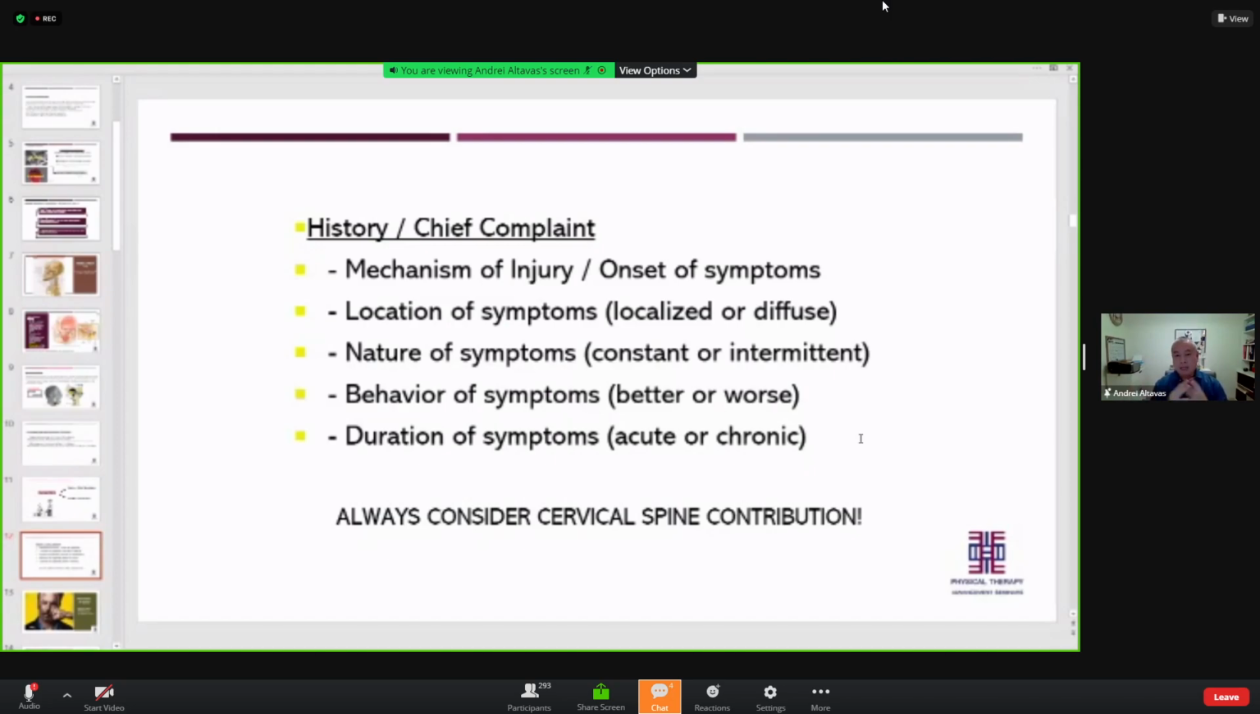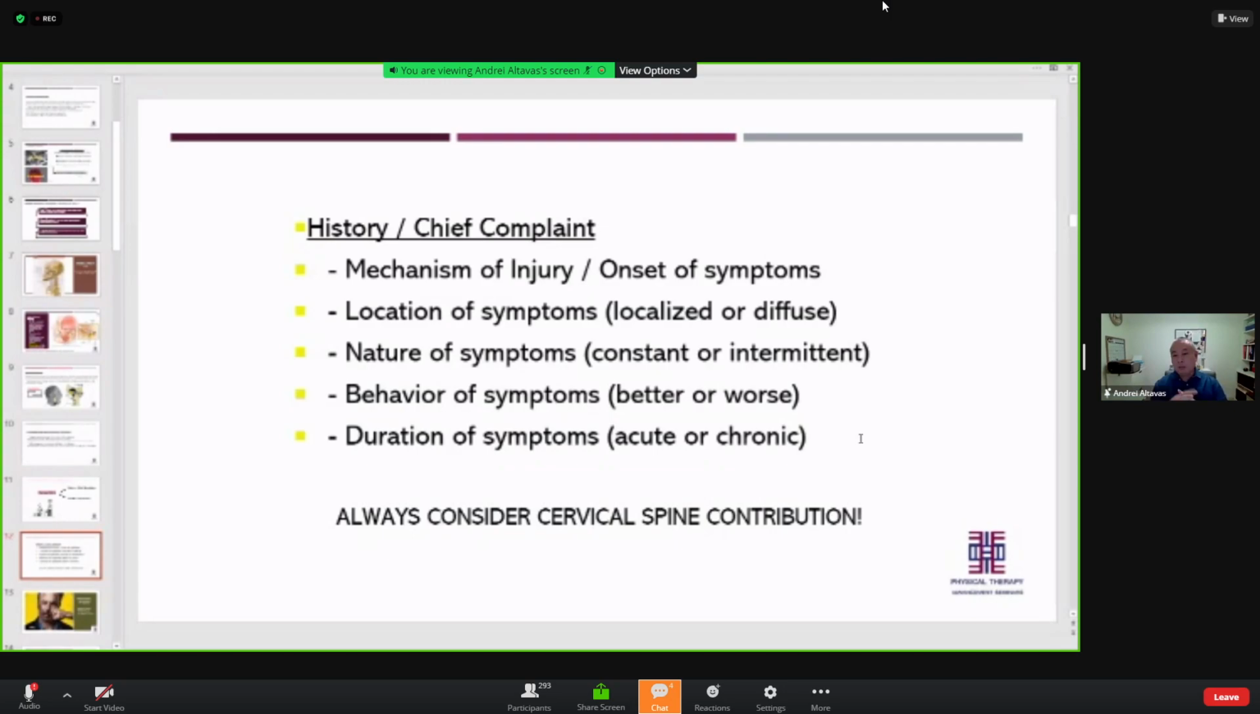Mechanism of injury, that's very standard. We always ask how symptoms started. The mechanism of injury does not necessarily need to be anything traumatic. You can have patients who come in and say, when I started having pain in the jaw, it started 3-4 weeks ago for no apparent reason. What do you do next if there's no mechanism of injury? You have to investigate further.